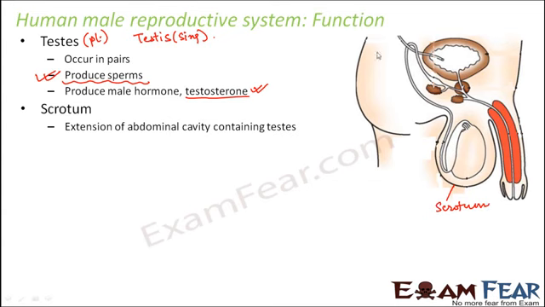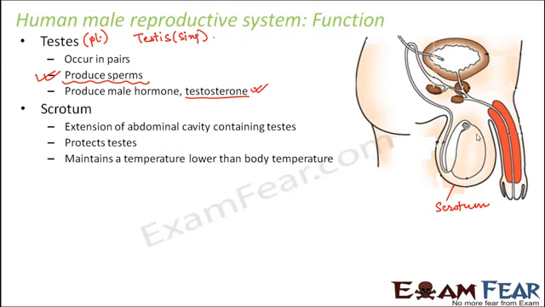So here you can see this entire thing is the abdominal cavity, but the scrotum is like an extension of the abdominal cavity which contains the testis, and which ensures that the temperature here is a little lesser when compared to the internal body temperature. It also acts as a protective covering, because the testis is extremely important. They will produce sperms, they will also produce the male hormone. So we need to protect it. So it ensures protection, and it also provides a separate cavity where the temperature will be suitable for sperm production. So it maintains a temperature lower than the body temperature.